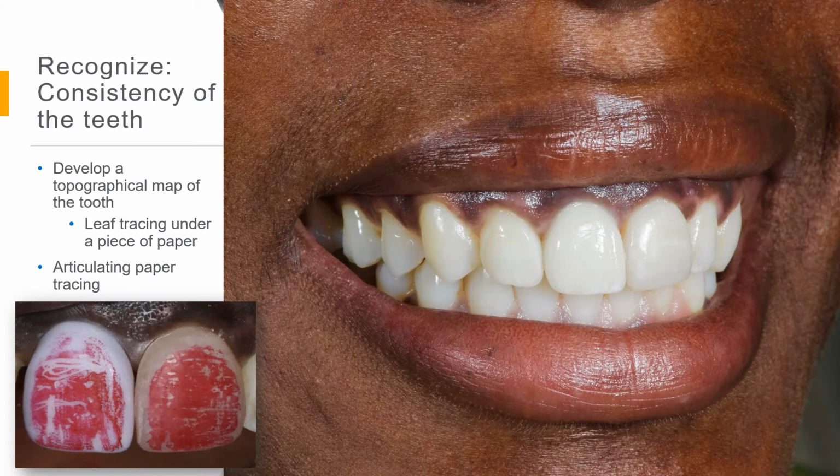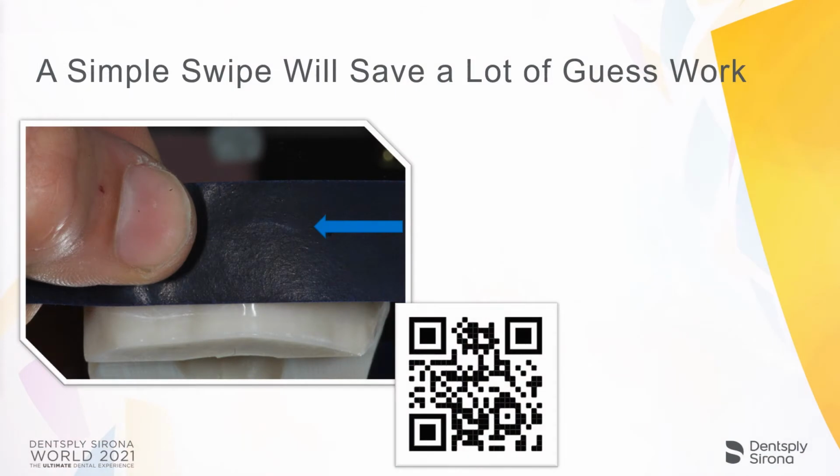In this instance here, this is a case that we presented back when we were talking about dark stump shades. You can see that tooth 7 and 8 blend in very nicely with the patient's anterior dentition, and so much of it has to do with the consistency of the teeth and the overall tooth contours. So I like to say a simple swipe will save a lot of guesswork.